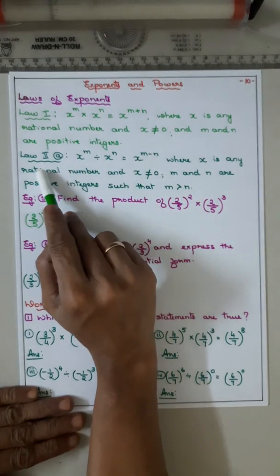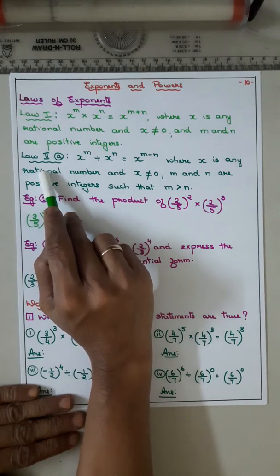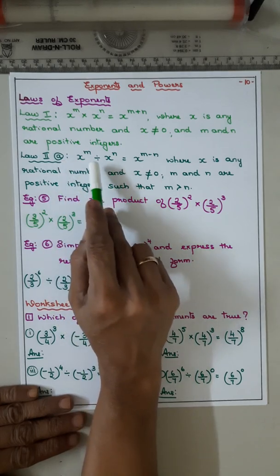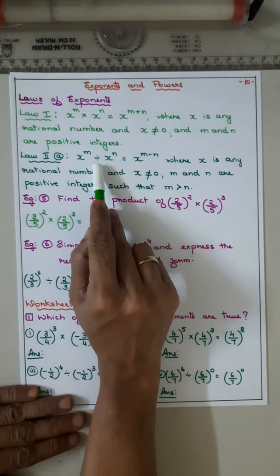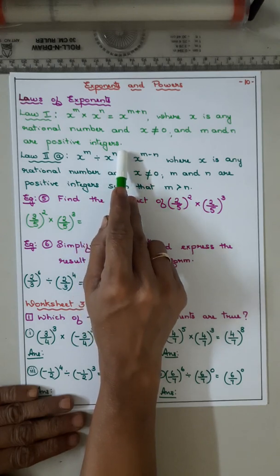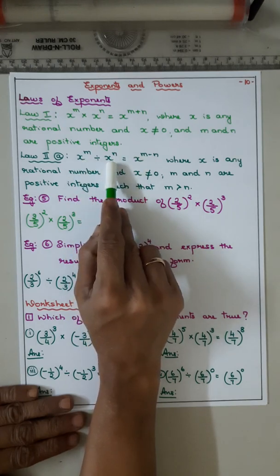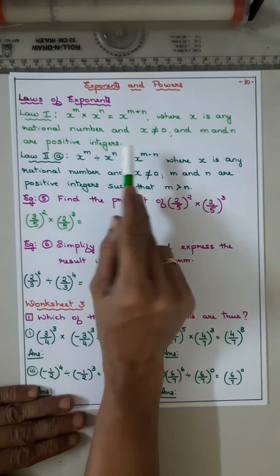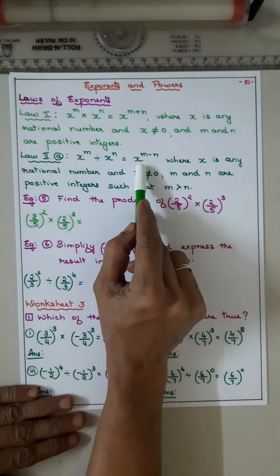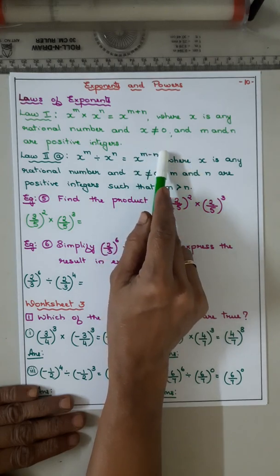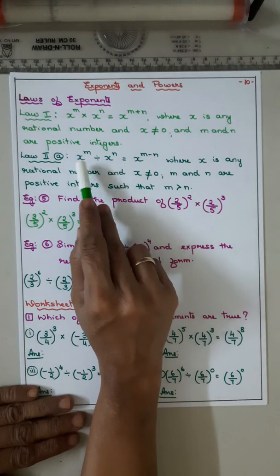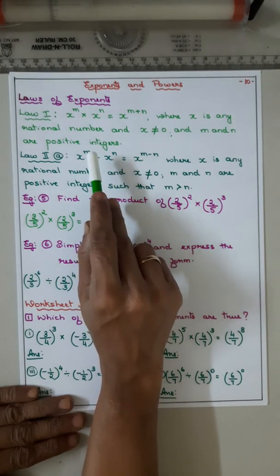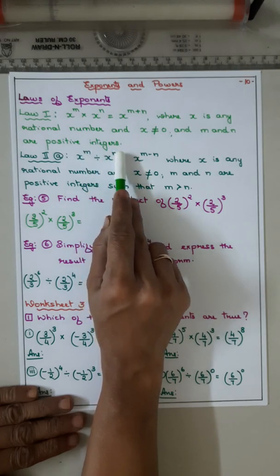Now coming to the second law, there are two different types. First, second law A, that is x to the power m divided by x to the power n. Means bases are same and in between division sign and the powers are different. So what we are going to do? x to the power m minus n. So when the bases are same and in between division sign, then subtract the powers.